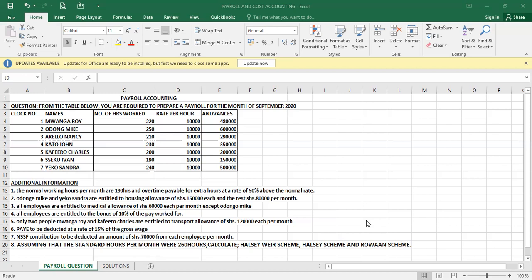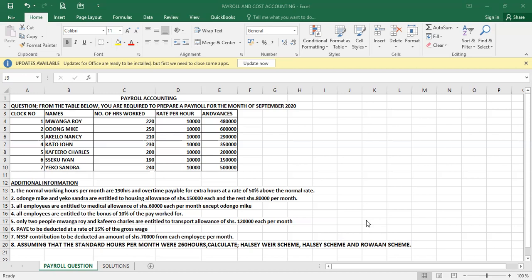So the other one we can talk about is the third one. They are saying all employees are entitled to medical allowance of 60,000 each month, except for Odong Mike, meaning it's only Odong Mike who is not going to receive the medical insurance of 60,000.